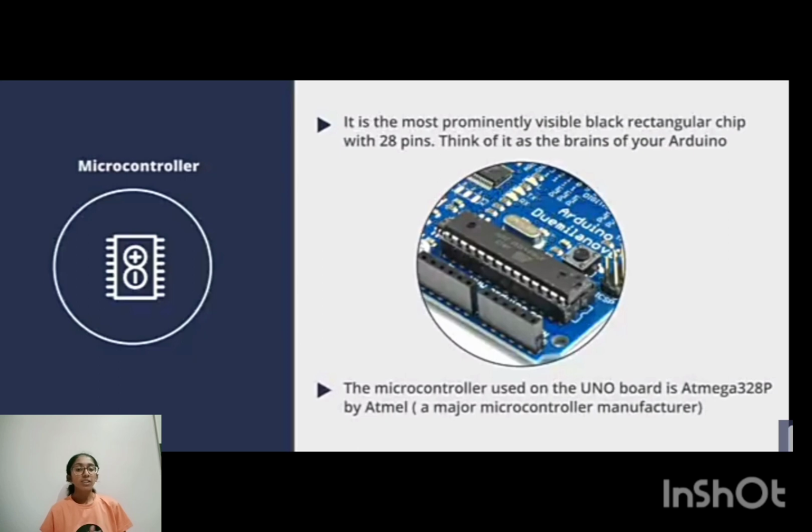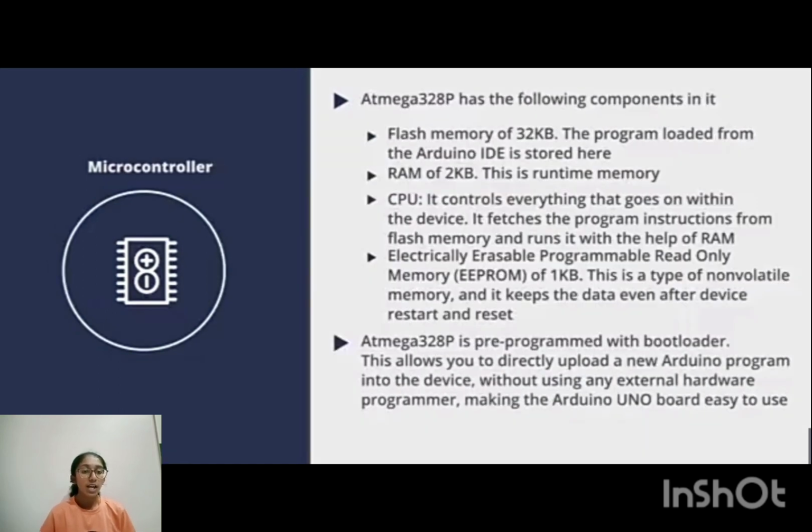Now coming to the next, the most important component of an Arduino, that is the microcontroller. A microcontroller is the most prominently visible black rectangular chip with 28 pins. Think of it as the brain of your Arduino. The microcontroller used on the Arduino board is the ATmega328P from Atmel, a major microcontroller manufacturer. And the ATmega328 has the following components in it: flash memory of 32 KB, where the program loaded from the Arduino IDE is stored.